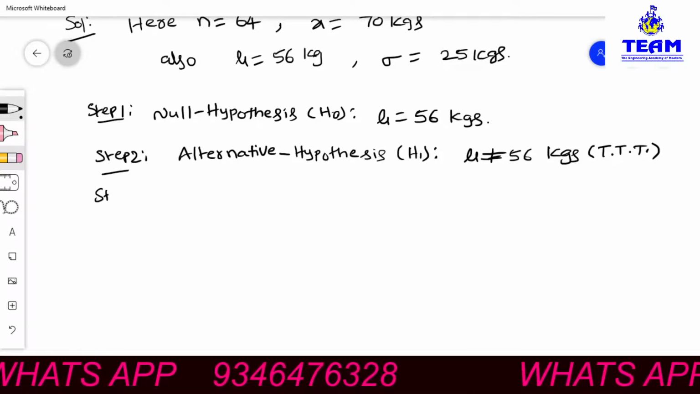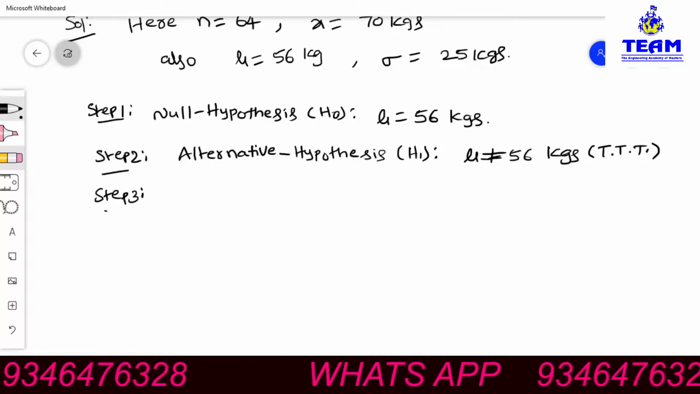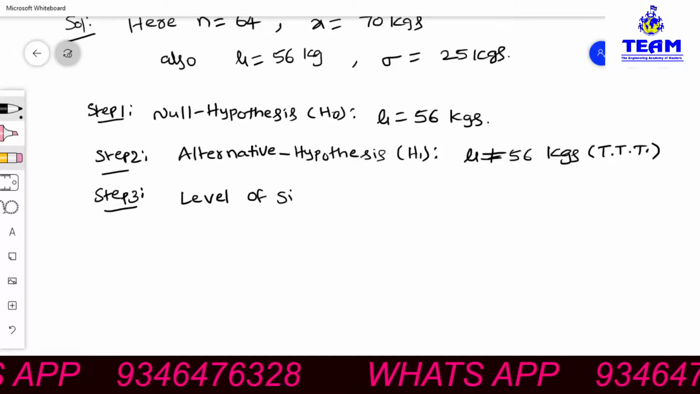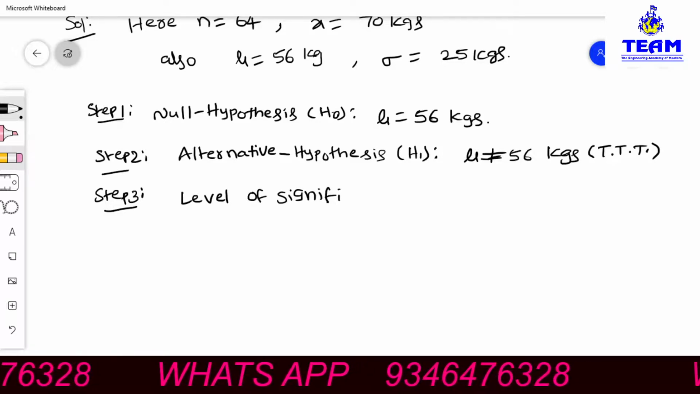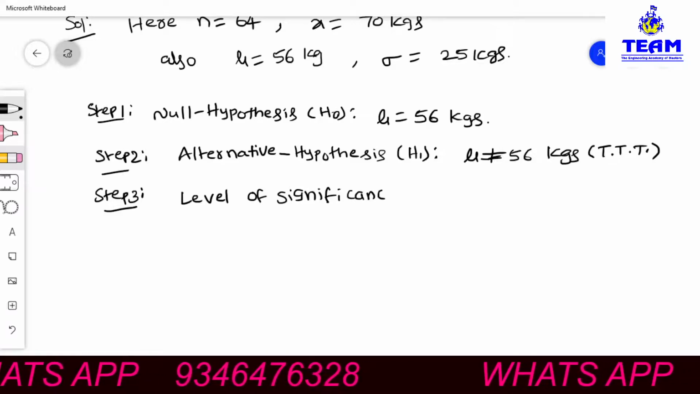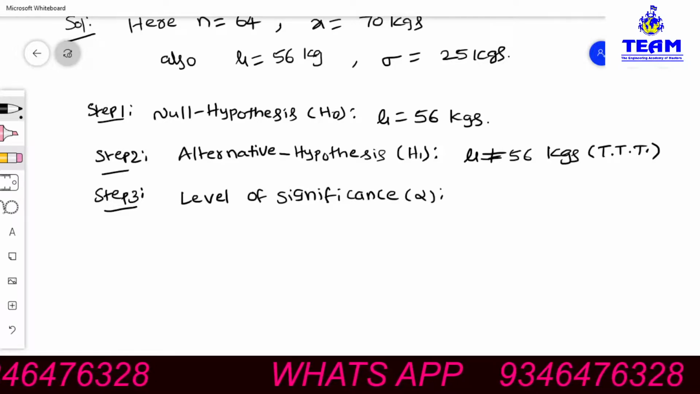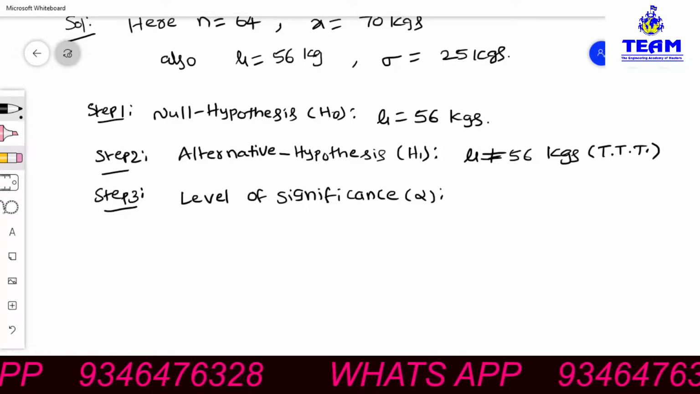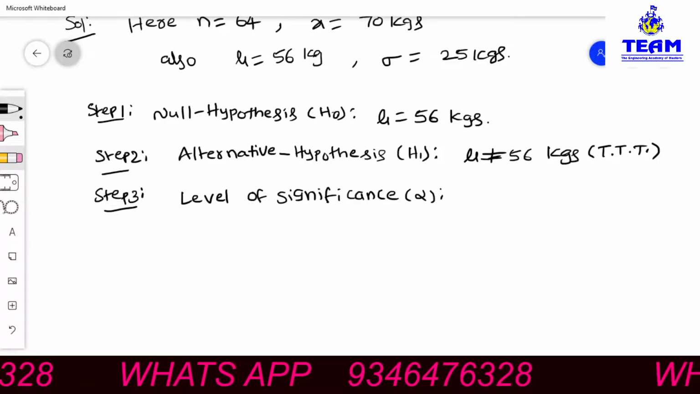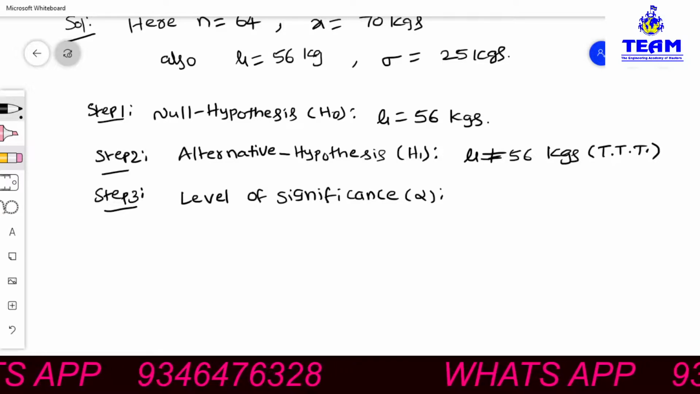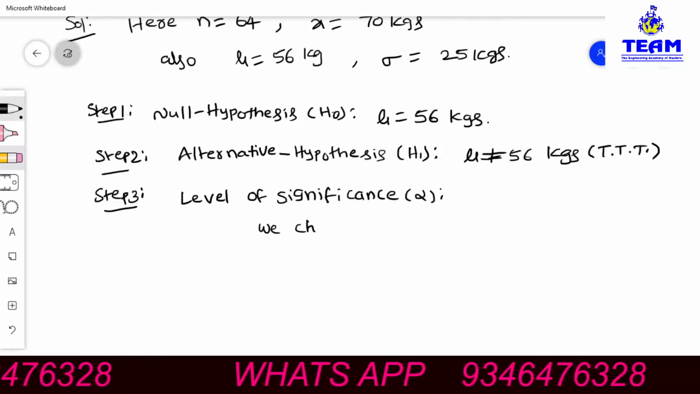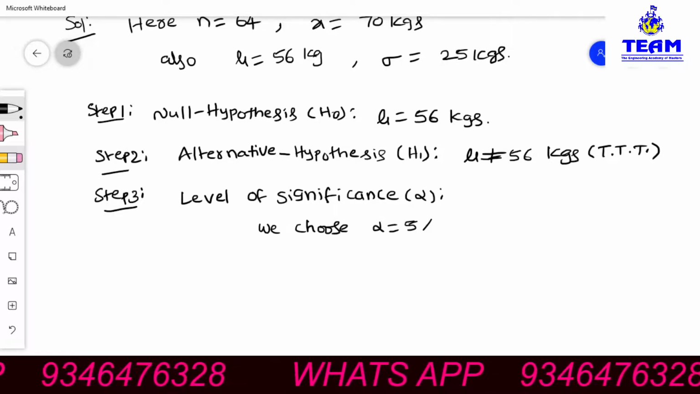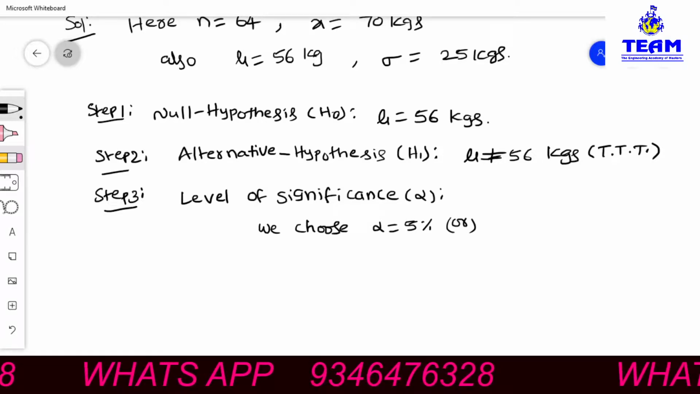Now step 3 is the level of significance, which can be represented with alpha. Generally in a problem alpha may be given, but here no particular alpha value is mentioned. That's why we choose alpha as 5%, which can be expressed as 0.05.